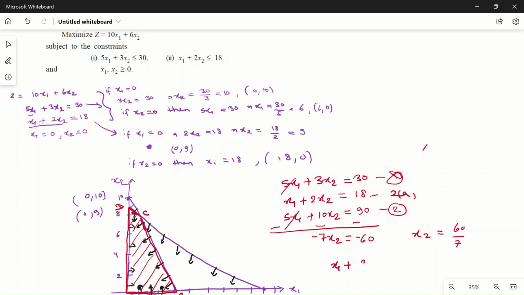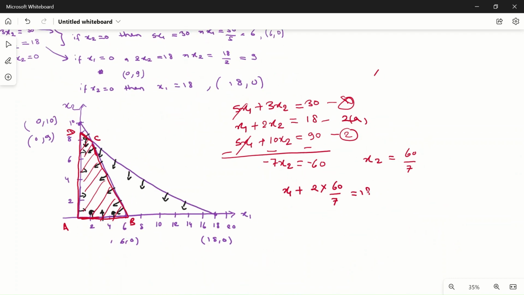Putting this value in equation 2, x1 plus 2 into 60 by 7 is equal to 18. So x1 is equal to 18 minus 120 by 7. If you solve this, you get 126 minus 120 by 7, which is equal to 6 by 7. So the coordinates of point C are (6/7, 60/7).